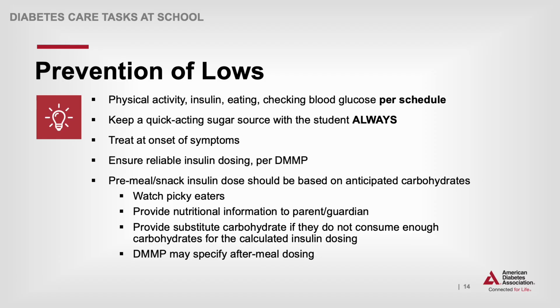Ensure that their insulin dosage is accurate and in accordance with the DMMP. The DMMP should specify what assistance, if any, is needed. The same kind of accuracy in dosing needs to happen with food as well. With younger students, this may mean supervising and monitoring what is actually being eaten. Picky eaters will need to be monitored.